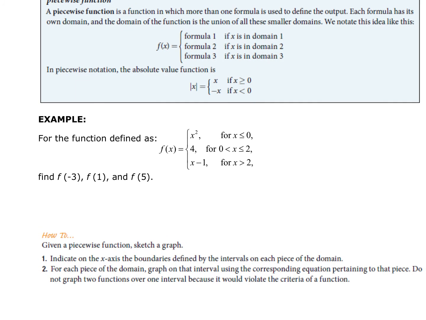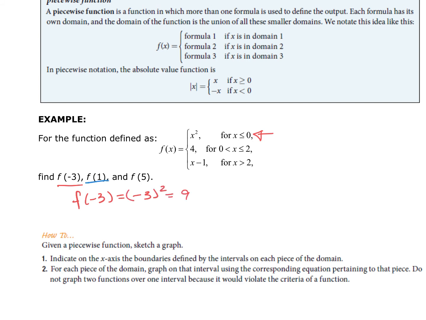So here's an example of a piecewise function. We have x squared when my input values are 0 or less, 4 comes out if I'm between 0 and 2, and negative x minus 1 for x greater than 2. So I have to decide where negative 3, 4, and 5 land. Well, negative 3 lands in this first domain piece. It says if it's less than or equal to 0, use x squared. So f of negative 3 is going to be negative 3 quantity squared, which is 9.